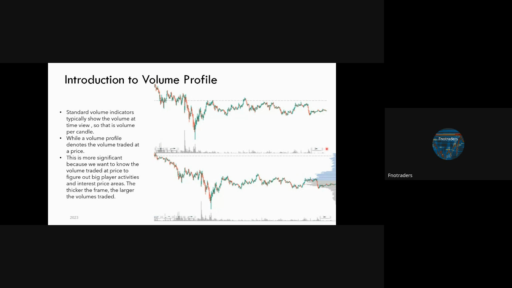Another general idea, if you're new to volume profile, a very simple thumb rule: anywhere the histogram is thicker, that means more volume is traded and spent. Anywhere the histogram is thinner, like this and this, that means less volume is traded, and these are typically out of balance or imbalance ranges. While these are typically called balance ranges or high volume nodes, these are called low volume nodes, where the volumes are very thin and marginal.